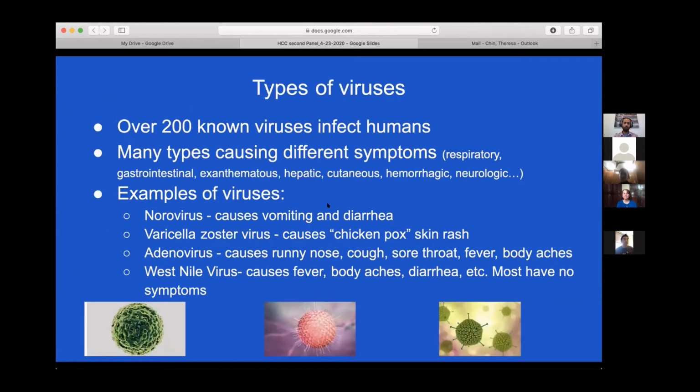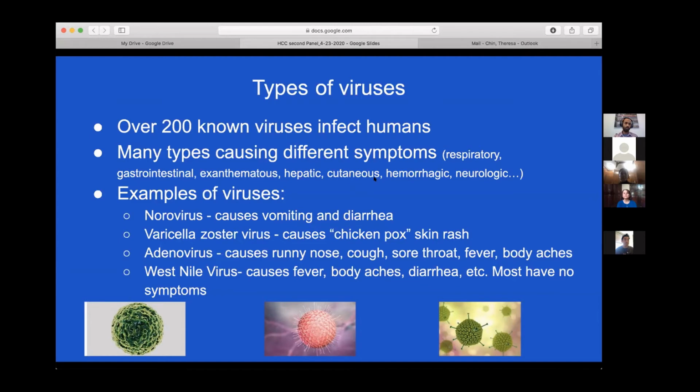So there are over 200 known viruses that infect humans, many types, and they all cause different symptoms, from respiratory symptoms to gastrointestinal symptoms, all sorts of different types of symptoms depending on which cells they target in your body.